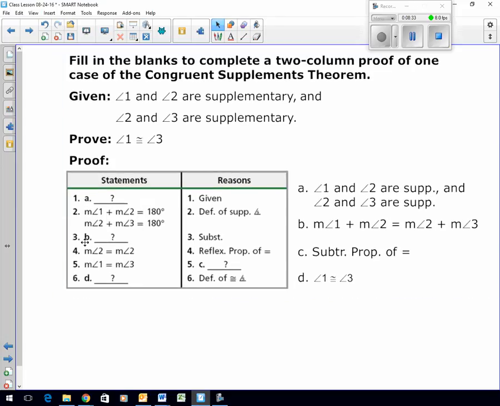Right? First, I will start with what? My given information. My given information was that angle 1 and 2 are supplementary, and angle 2 and 3 are supplementary. Then I say the definition of supplementary is that angle 1 plus angle 2 equals 180. The definition of supplementary is that angle 2 plus angle 3 is 180. Okay? What happens next is you use the substitution property to say that the measure of angle 1 plus the measure of angle 2 equals the measure of angle 2 plus the measure of angle 3.